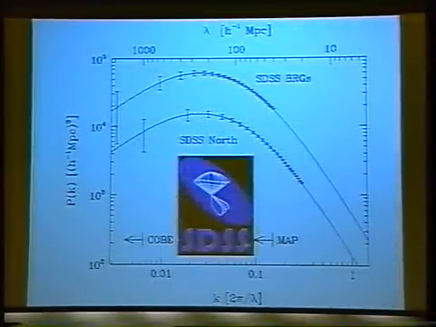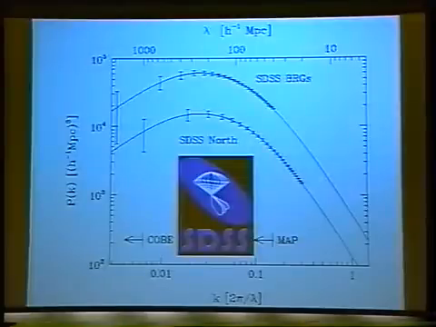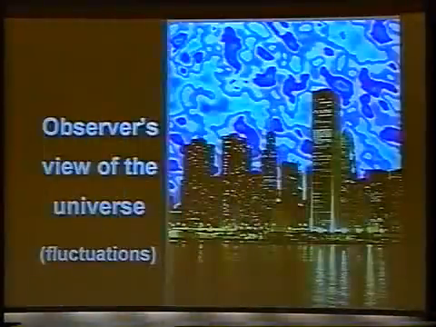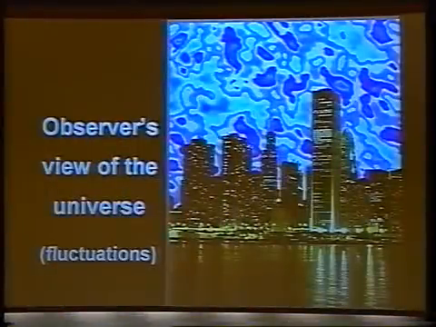There is another experiment going on, the Sloan Digital Sky Survey, which will extend information of the power spectrum to smaller values of k, larger values of the length scale. So that's the power spectrum in matter, and now we can turn to the power spectrum in radiation.